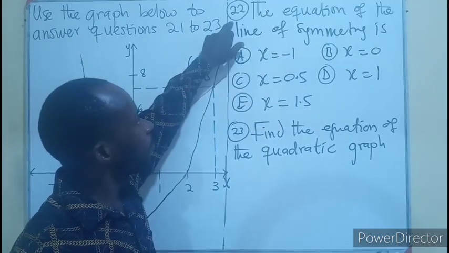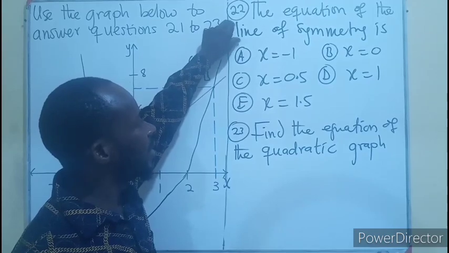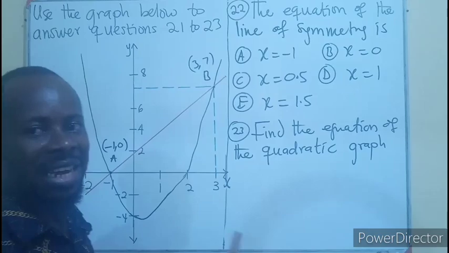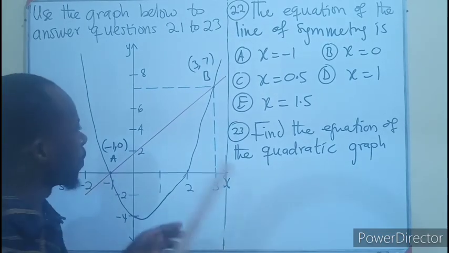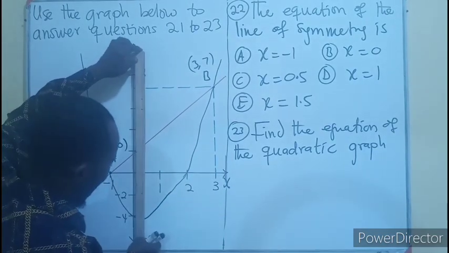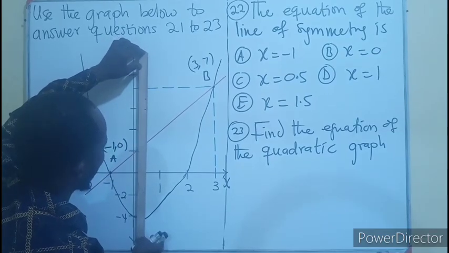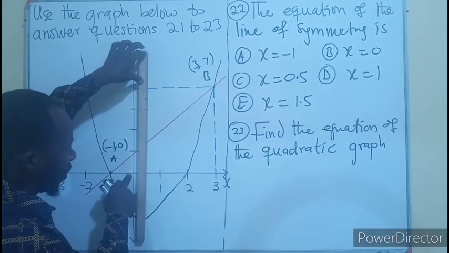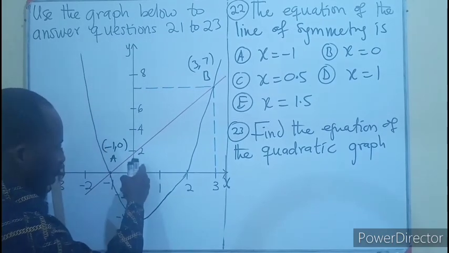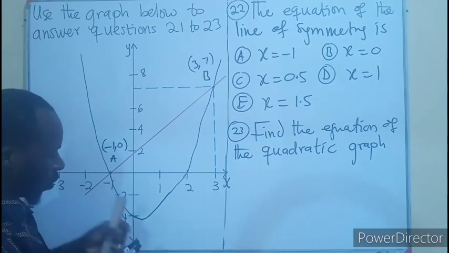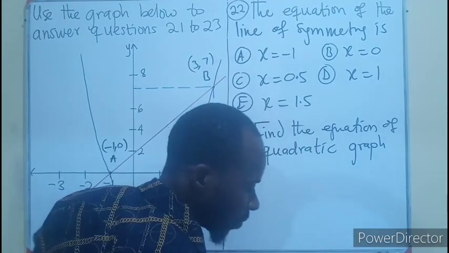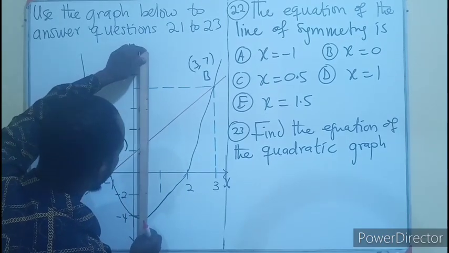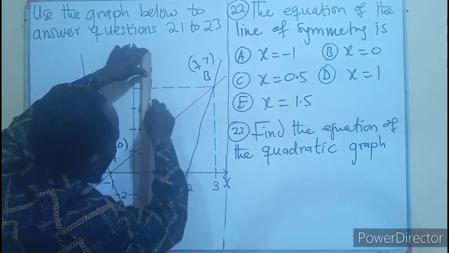Question 22, the equation of the line of symmetry is what? We know the line of symmetry is the line that divides the curve into 2. So if I place my ruler here and draw a line through it, you see that it's going to be between 0 and 1. That will be where the line will pass. So if I want to prove that by drawing, this is going to be the broken line.